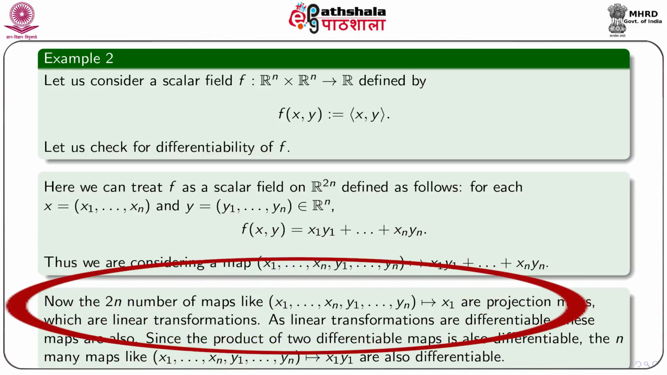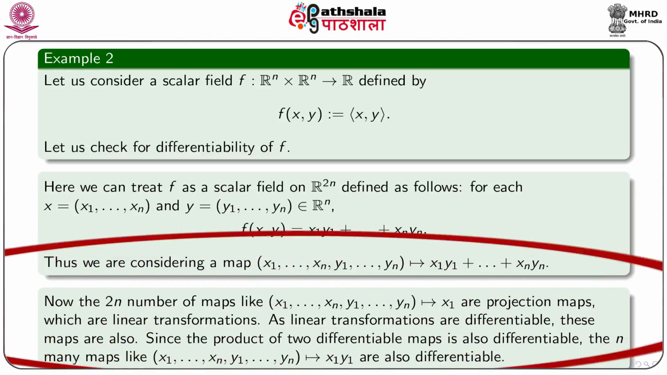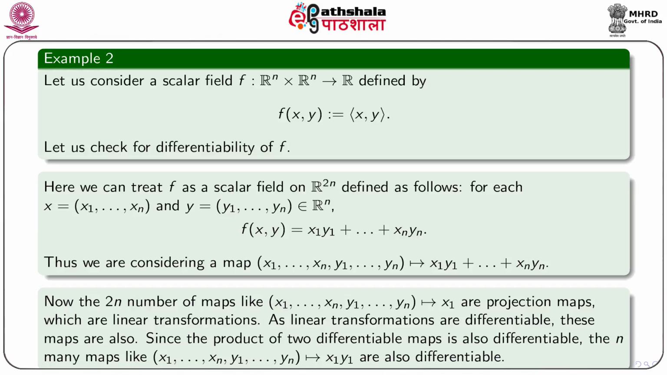Let us consider a map where (x1 to xn, y1 to yn) goes to x1. We have 2n number of similar maps. All these maps are projection maps, and we know projection maps are linear transformations. We have earlier seen that linear transformations are differentiable. So, all these maps are differentiable. Now, the map which sends (x1 to xn, y1 to yn) to x1, and the one which sends this point to y1, both are differentiable.